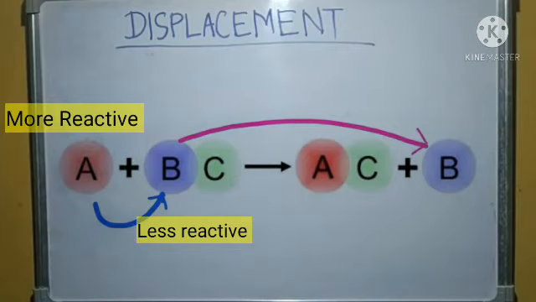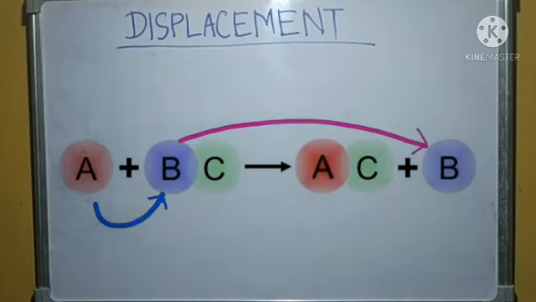The metal having higher reactivity will displace the metal having lower reactivity, but the metal having lower reactivity cannot displace the metal which has higher reactivity. So if in a compound there is a metal which has higher reactivity, and we add to that solution a metal having lower reactivity, it will not be possible for it to displace the metal with higher reactivity.